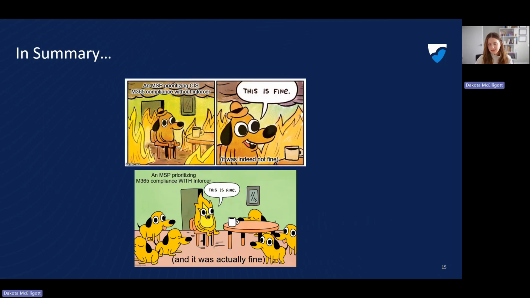So, in summary, had to use my favorite meme of all time, which is the second one, not the first one. My first job out of college, I had this printed at my desk, not with the MSP editions, but I just loved the idea. So, an MSP prioritizing CIS and 365 compliance without Enforcer. They're saying it's fine, it's really not fine. Their whole desk and space is up in flames, but an MSP prioritizing M365 compliance with Enforcer keeps the fire within them, and are surrounded by puppies. And they're extremely joyful and they're saying it's fine, and it really is fine.